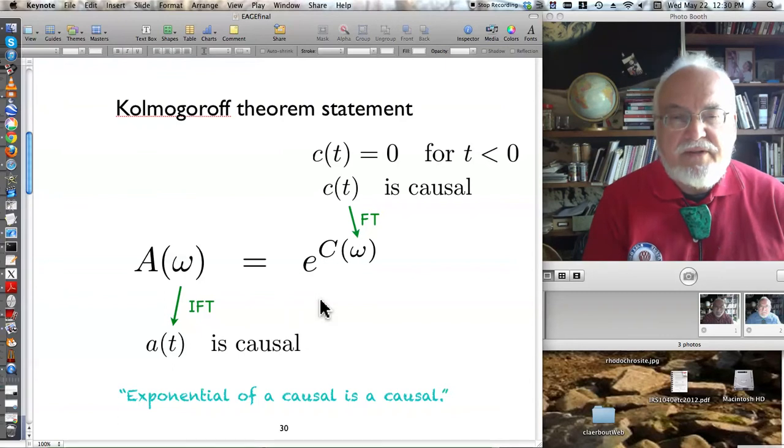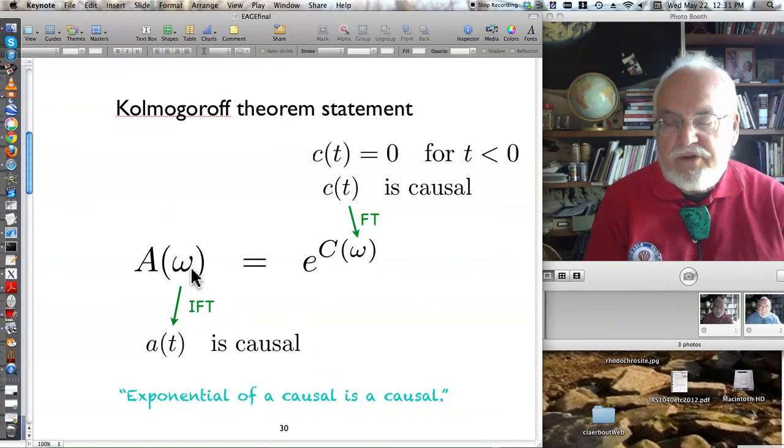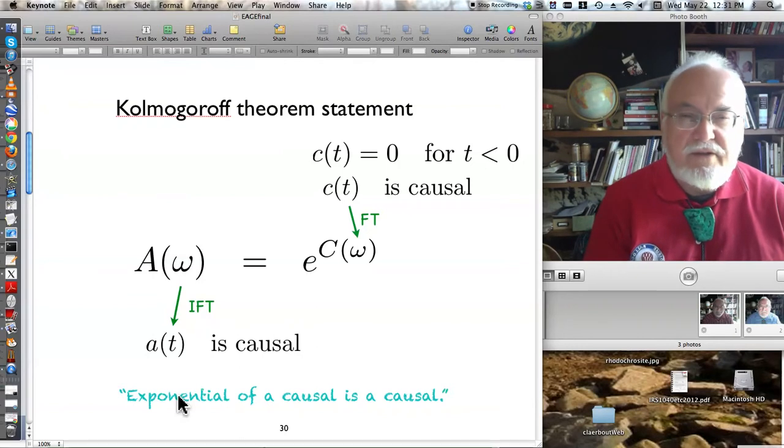Okay, so this statement of the Kolmogorov theorem. Well, you start with a causal time function. It vanishes before t equals zero. You Fourier transform it. After you Fourier transformed it, you exponentiate it. After you exponentiate it, you have a new frequency function. Then you bring that into the time domain, and it's causal. That's the statement, that's the theorem. In other words, we can summarize this theorem by saying the exponential of a causal is another causal.